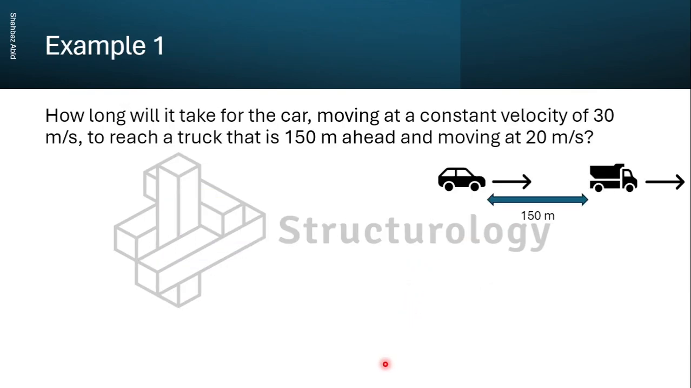Let us see example 1. How long will it take for the car moving at a constant velocity of 30 meters per second to reach a truck that is 150 meters ahead and moving at 20 meters per second?